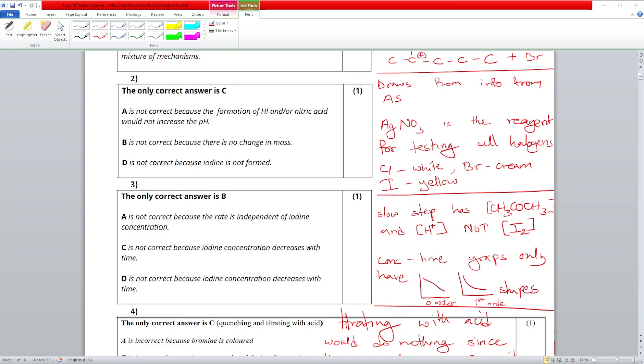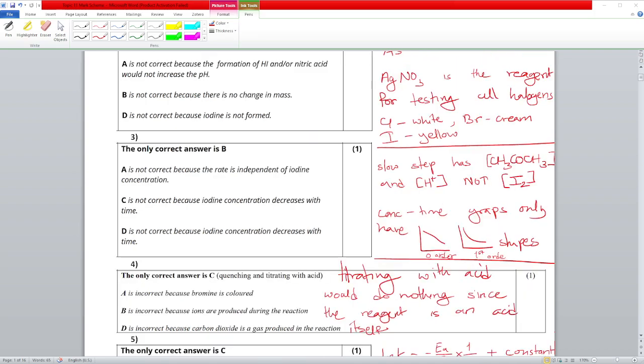You can take out C and D in that way, and then between A and B, you're asked which is correct for the rate of reaction, and you're told here that iodine is not in the rate equation, right? You're given the rate equation. So if iodine is not in the rate equation, then the answer has to be B, where nothing you do with the iodine changes the rate of reaction.